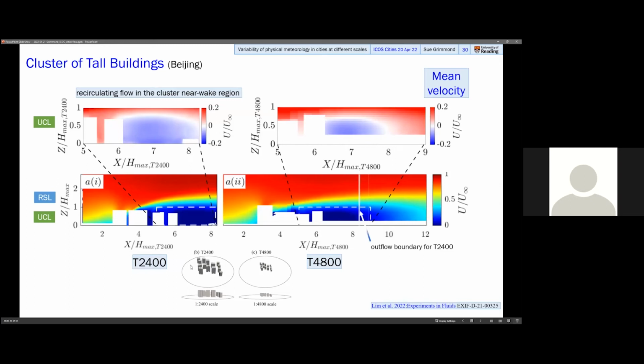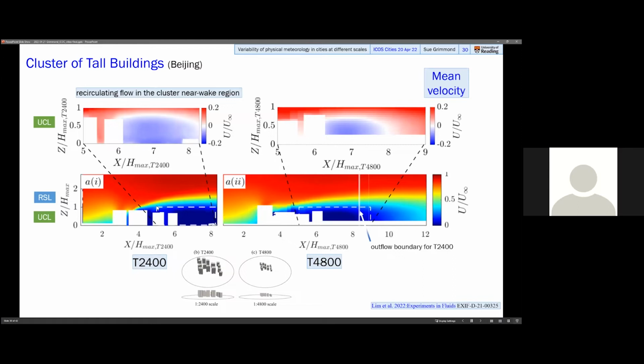So, starting to look at some results here. On the left, we have the 1 to 2,400 model, and on the right, the 1 to 4,800 model. We're looking first at the case where just the tall buildings are present. So this is the same model, but at 2 different scales. This vertical line on the right shows us the outflow condition of the 2,400 scale model.